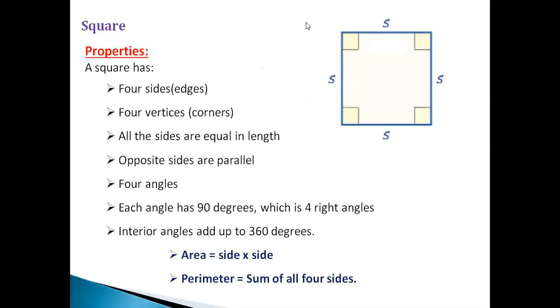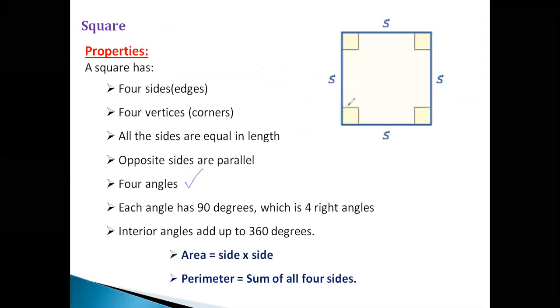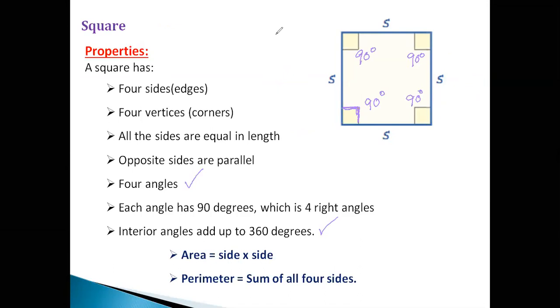And it has 4 angles. You guys know that. Each angle is 90 degrees. The reason is it forms a right angle, you can see that. What do you mean by a right angle? A right angle is nothing but 90 degrees, right? So each angle has 90 degrees, and 4 angles would be 360 degrees. Exactly, 360. So that's what the last property says.